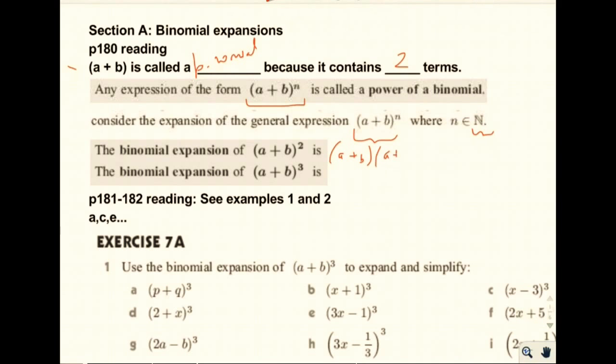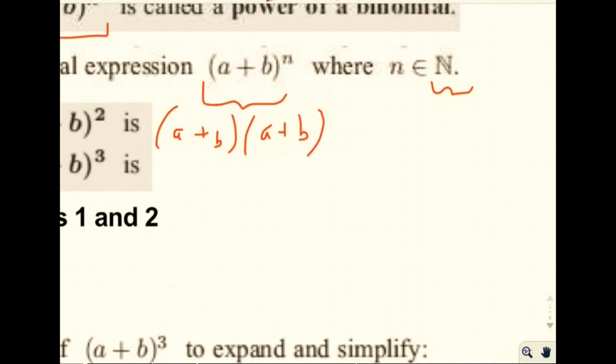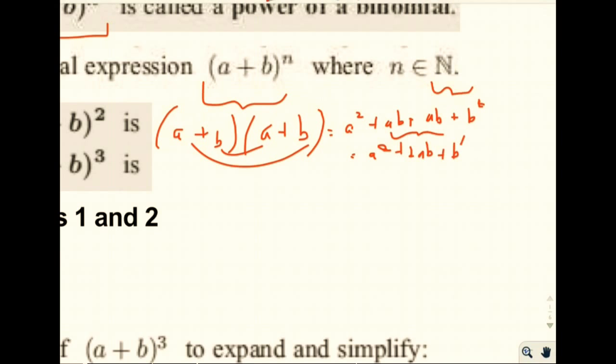And if you have a plus b times a plus b, then you would say, okay, I'm going to multiply the first two terms together, I get a squared. I multiply the middle terms together, I get ab. I multiply the outside terms together, I also get ab. I multiply the last two terms together, I get b squared. And you notice that these two are the same, so we could simplify this. We could write a squared plus 2ab plus b squared. Okay, and you might also have that memorized.